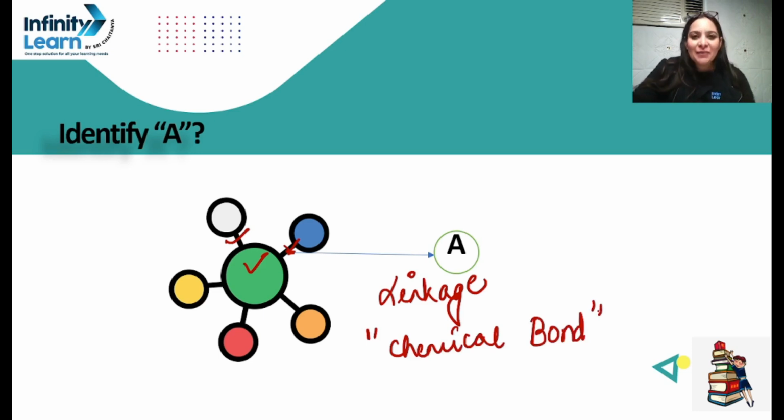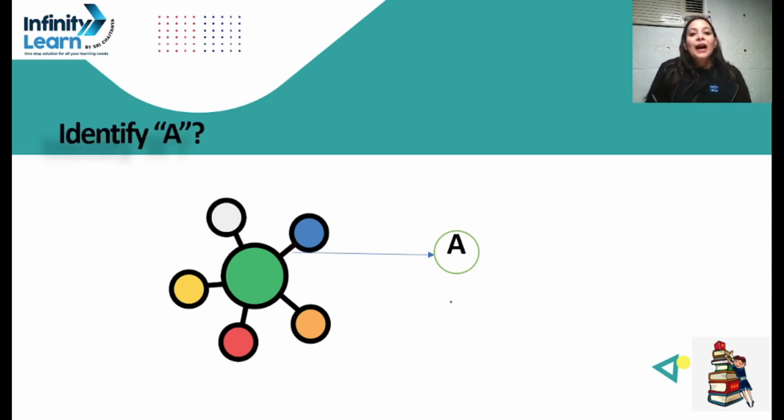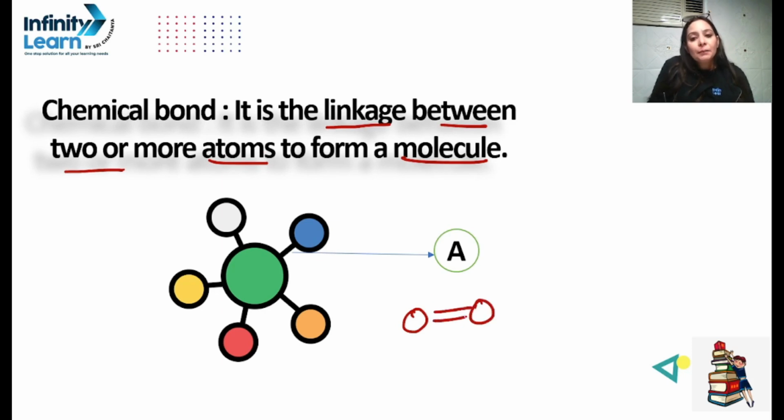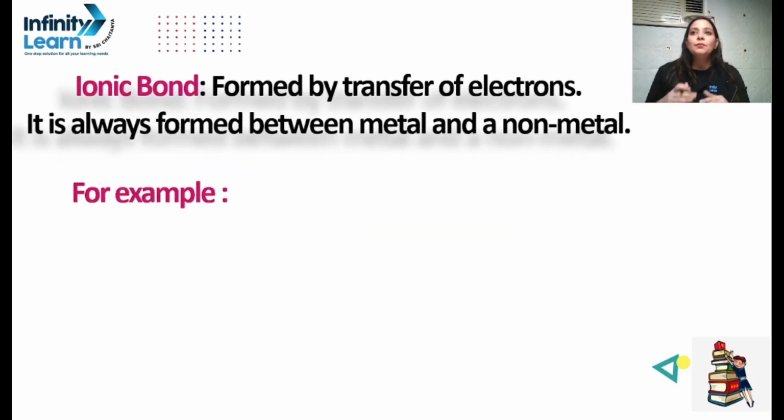So let's study about chemical bond. How will you define the chemical bond? Chemical bond is basically the linkage between two or more atoms to form a molecule. Like we saw that two oxygen atoms are linked together by a chemical bond. So chemical bond is a linkage which holds two or more atoms together in a molecule. So whenever more than one atom is present in a molecule, they join. How do they join? They get linked by a chemical bond.